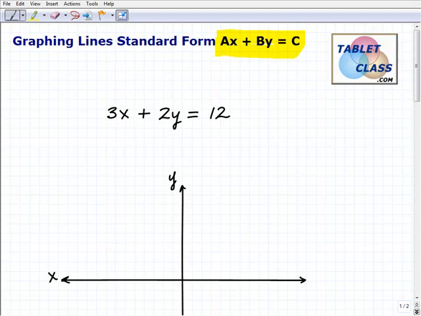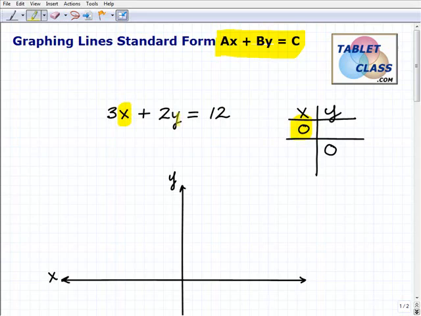This is the way I do it. Okay, I set up a little table. Here's x and here's y. And I want to know what y is when x is equal to 0, and I want to know what x is when y is equal to 0. So how do I do that? Well, I plug in the values. When x is 0, I'm going to plug in the 0 right here, what's y?